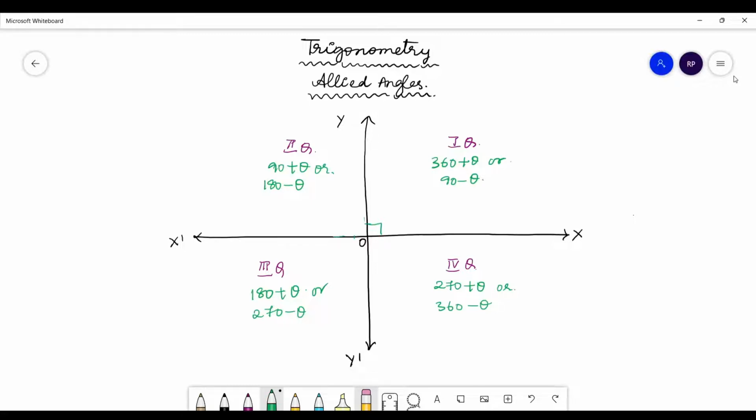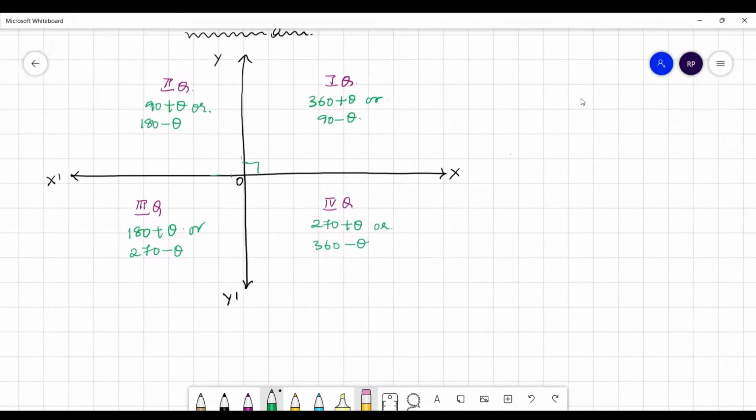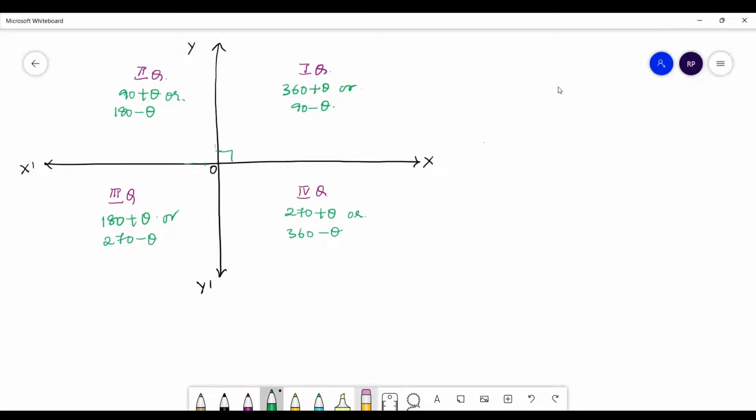Now, what is going to happen if I apply trigonometric functions to these angles? Let us see. For that, we have to remember a small rule which is called the CAST rule or ASTC rule. ASTC or CAST, anyhow, you can remember. Now, what does A imply? All. S implies sine and its reciprocal function, that is cosecant. T is tan and cot. C is cos and secant.